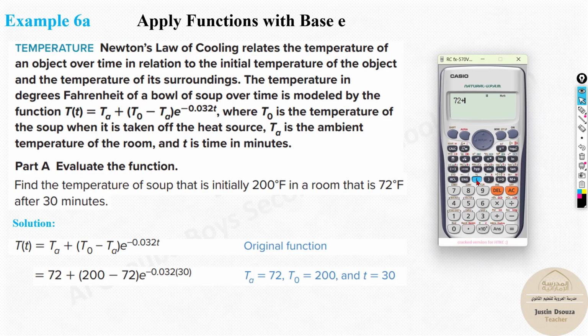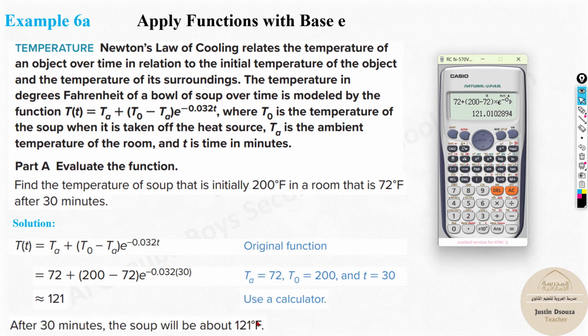72 plus 200 minus 72, multiply this with e to the power minus 0.032 into 30. What is the answer? 121. So this is the answer, by using the calculator. After 30 minutes, the soup will be about 121 degrees Fahrenheit. Now then, find the temperature.